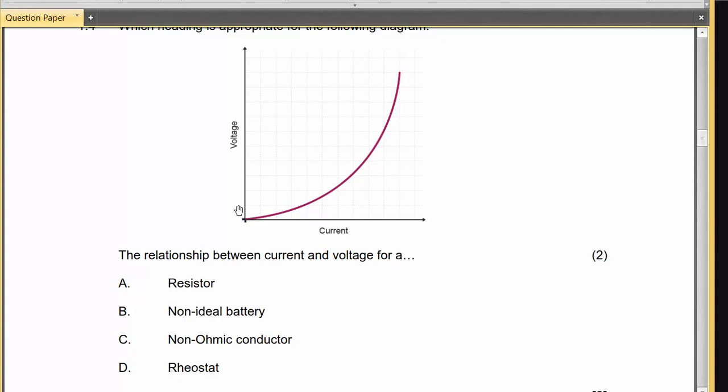An ideal battery? That's definitely not the relationship between current and voltage for a non-ideal battery. A non-ideal battery means it's got internal resistance, so it doesn't have a normal straight line relationship between current and voltage. A non-ohmic conductor, yeah, that's exactly what it is. It doesn't follow Ohm's law, where this should be a straight line. A rheostat is simply a resistor that can change its resistance. So the answer is a non-ohmic conductor. Answer C.